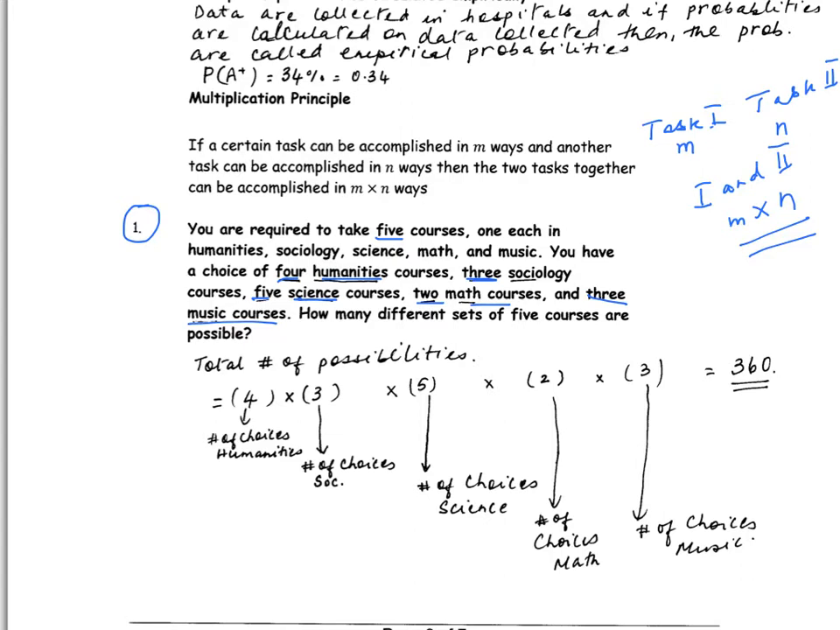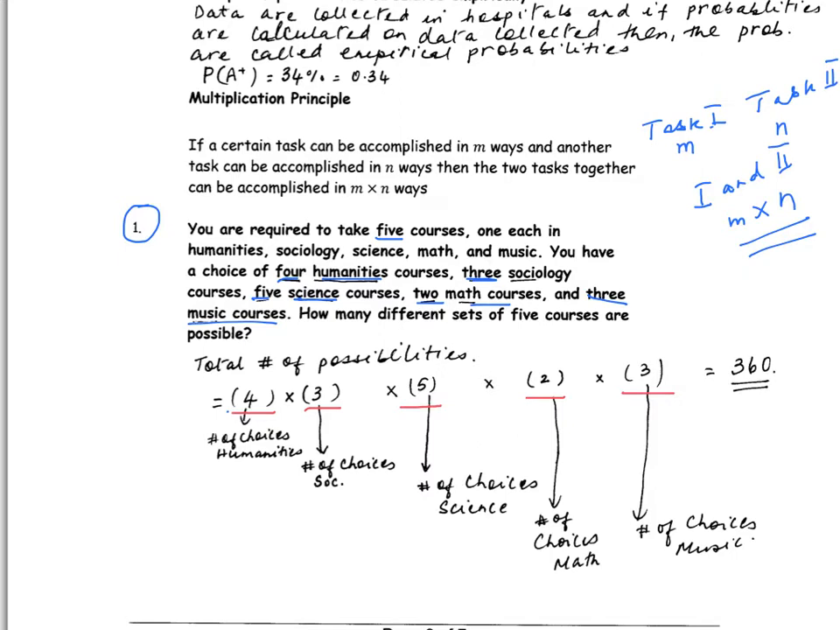So we have to take humanities, and we need to take a sociology course. We need to take a science course. We need to take a math course, and we need to take a music course. So we need to fill out 1, 2, 3, 4, 5 blanks. Now let's think about how many ways can each of these blanks be filled.